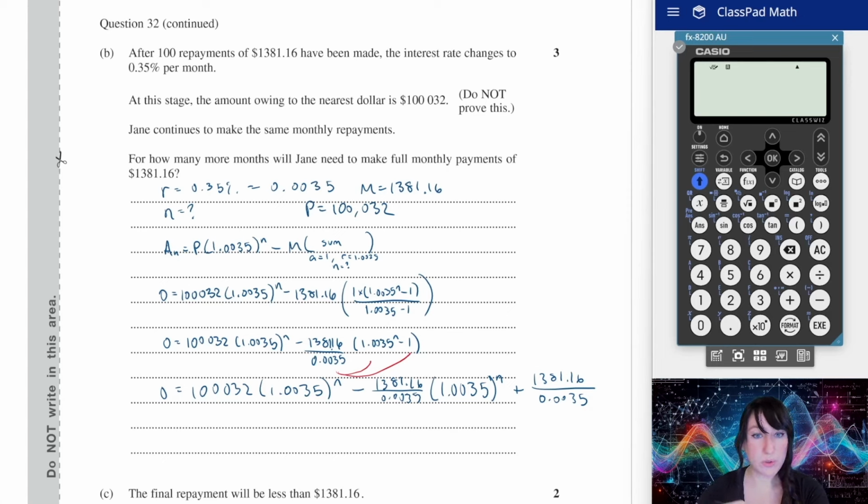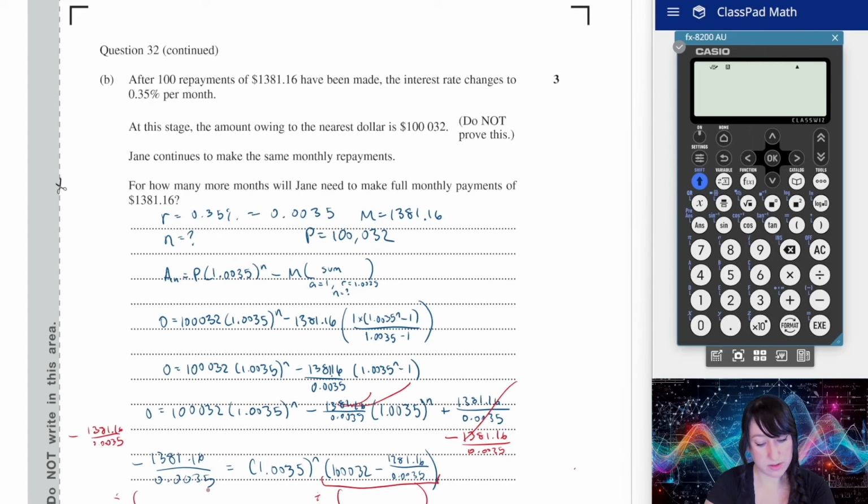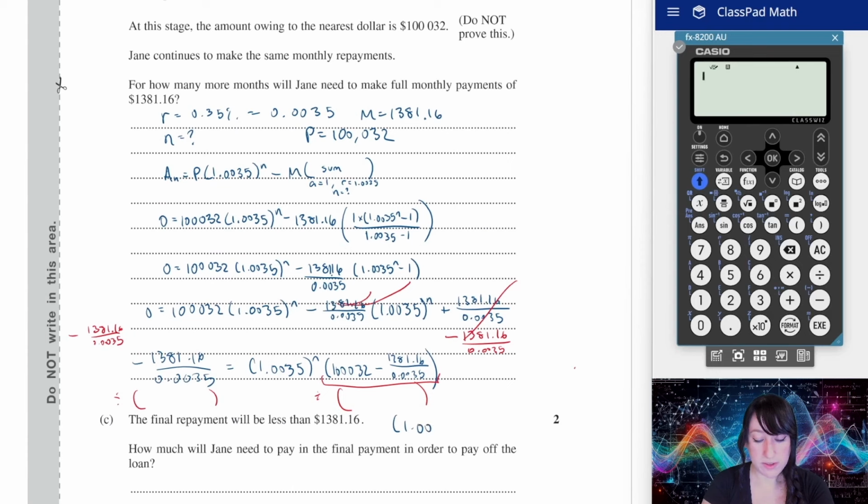Next, we're going to factorize out the exponential with N in it. So instead of having two N's in the expression, that'll just be 1. And at the same time, I might move this term to the other side. Now what we're going to do is divide by that bracket, this one here. That will give us 1.0035 to the power of N equals. At this point, we want to calculate it and see what it comes out to as a decimal.